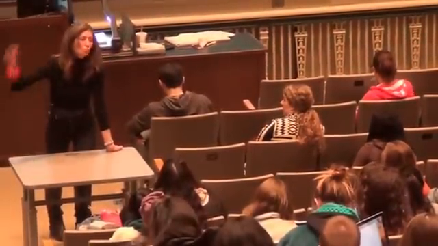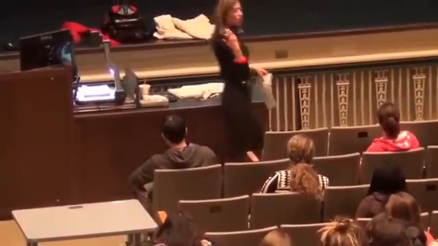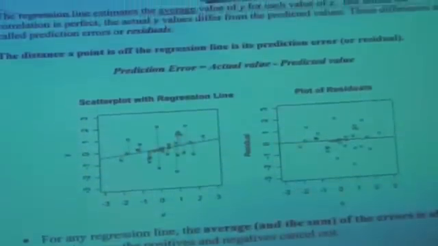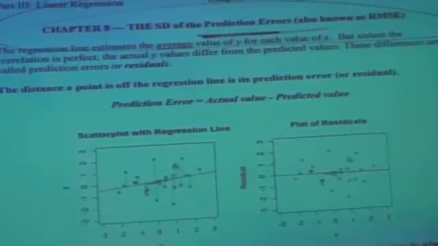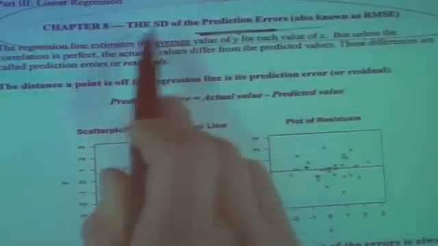So that is what this chapter is about. How do you calculate that? You want to make an estimate, but you also want to give people a margin of error around it. That's what this is, the prediction errors. The size of the prediction errors, the typical size of the prediction errors. That's what this measures.